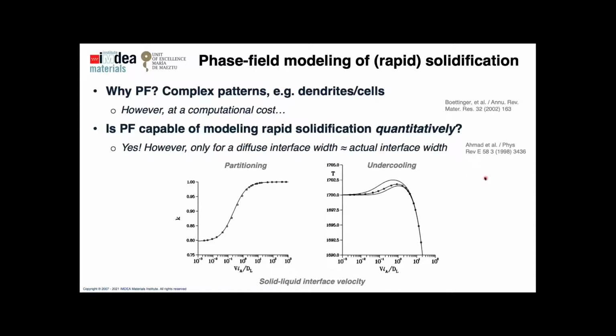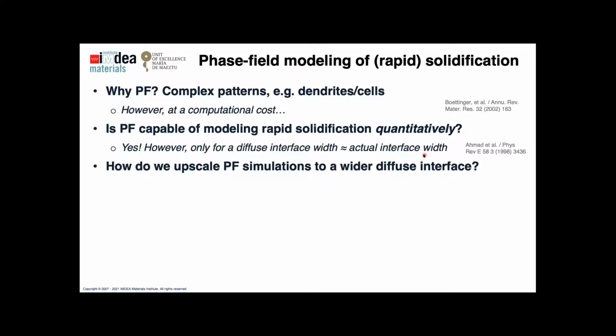But there's a but: such models, like this one or a few other ones in the literature, can model rapid solidification if your diffuse interface width is the actual width of the interface. So a few atomic planes, we're talking a sub-nanometer scale here. So is there a way to upscale phase field simulation to be able to get our diffuse interface larger?